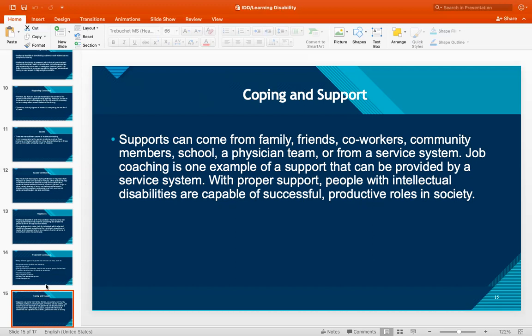Another thing to think about is that people with intellectual disabilities are able to be very successful. They're capable of it. They can be very productive in their role in society. So that's also a great thing when we're talking about coping and support.